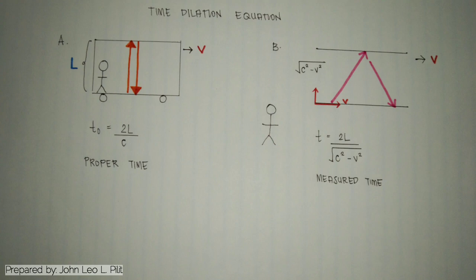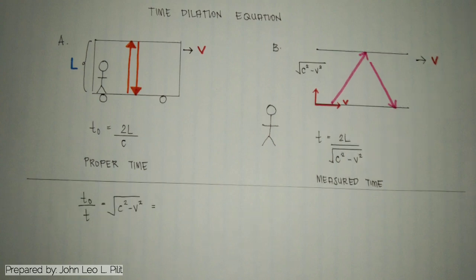To figure out the relationship within these two formulas, we divide proper time by the measured time, and we'll get the square root of c squared minus v squared divided by c, which simplifies to the square root of 1 minus v squared divided by c squared.